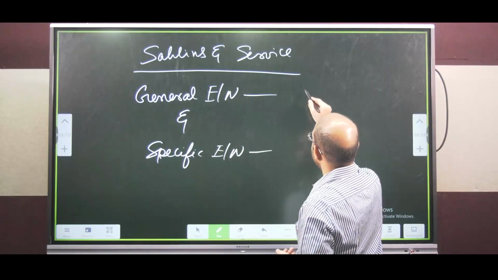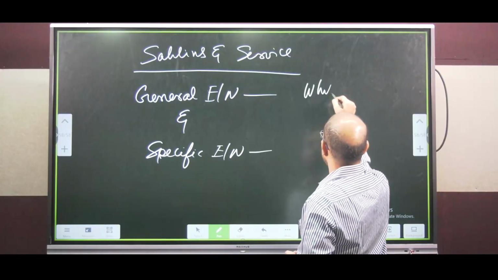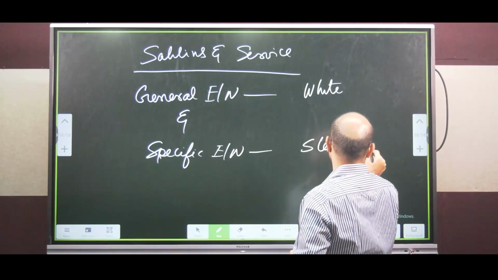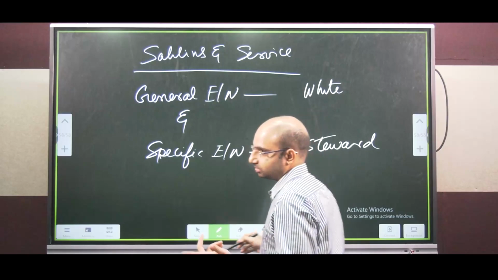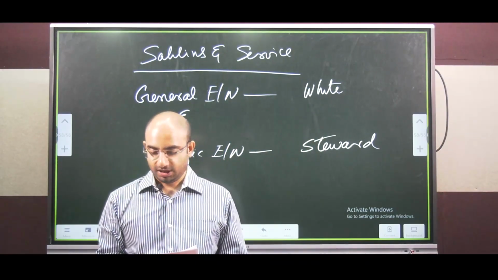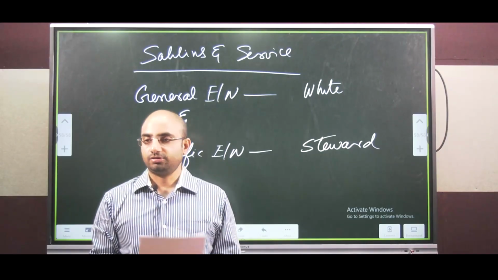General evolution is the approach of White. Specific evolution is the approach that we can use for Steward. That's it. Right? So with that, we will close this discussion, and thank you for being here.